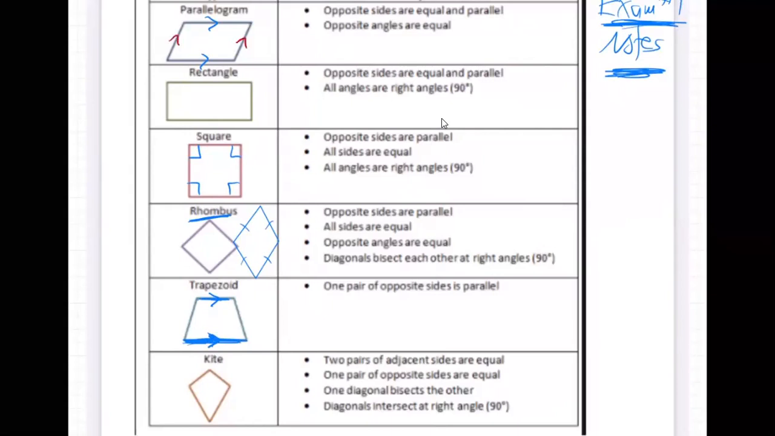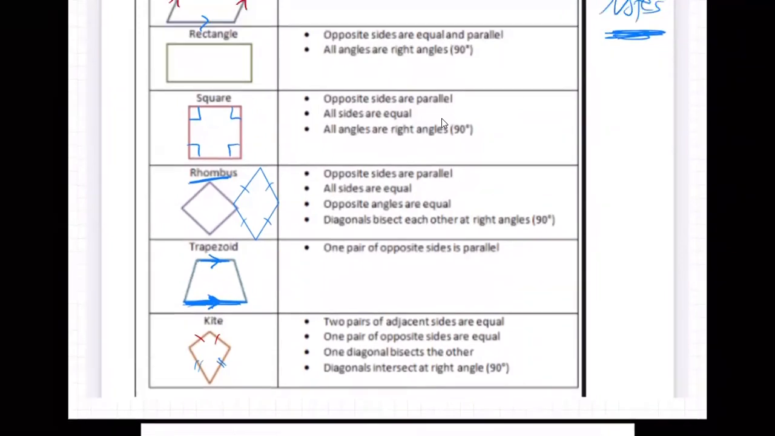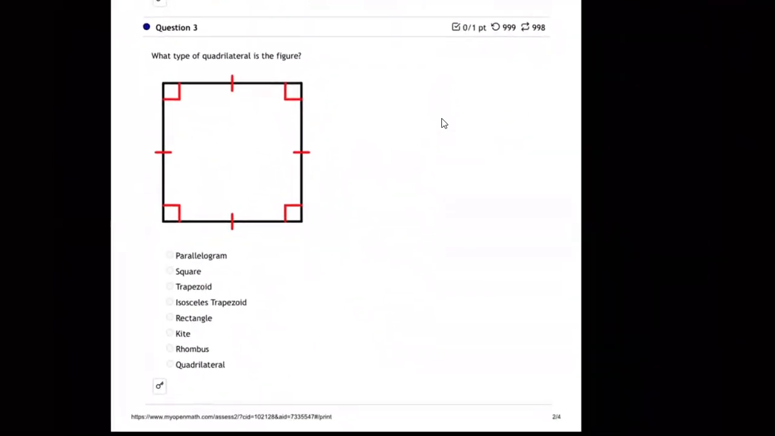And then finally a kite. A kite looks like a kite, hence the name. And these 2 sides have the same length, and these 2 sides have the same length. It's kind of like a diamond, like a rhombus, whereas the top and the bottom are not necessarily the same length. Okay, so with all that in mind, let's practice.